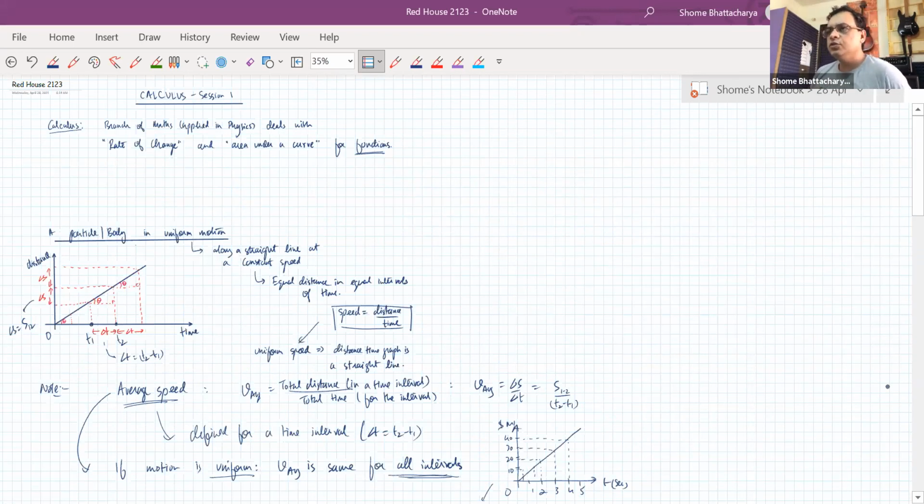Just take a couple of minutes to note down any key points that you want. Okay, don't worry about calculus. We'll come back to that. You can start from this point.